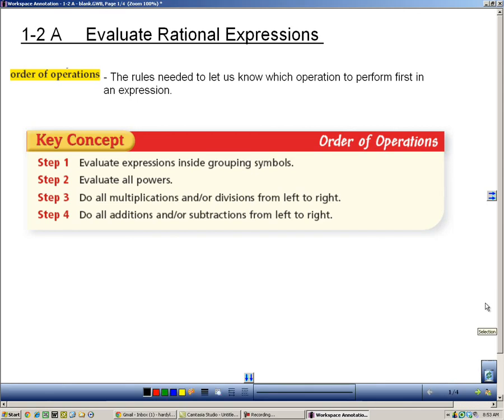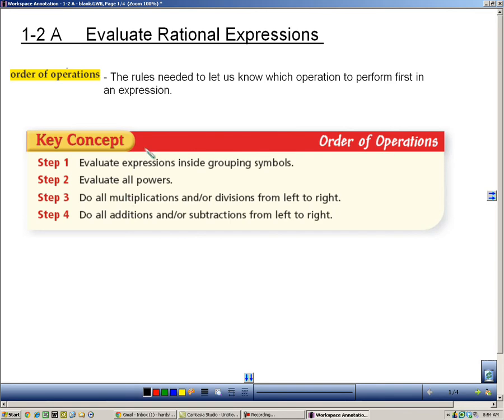Section 1.2a is about evaluating rational expressions. If you're going to evaluate an expression, you need to know what order to do the operations in. And that leads us to a definition called order of operations. These are the rules that let us know which operation to perform first in an expression. This is going to tell you which way to solve a problem that you may have.